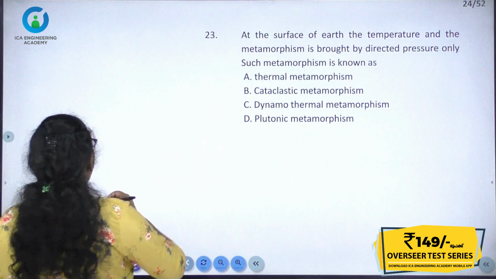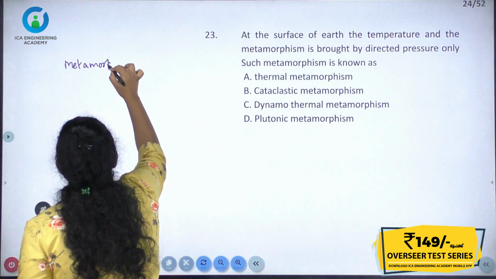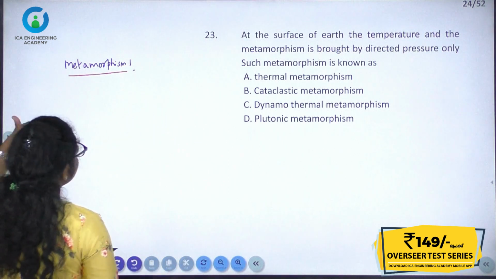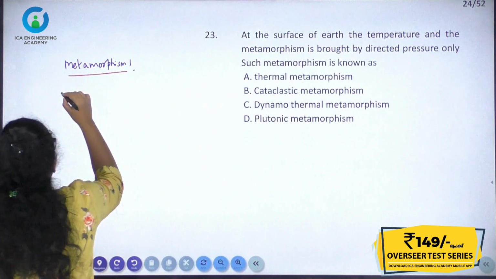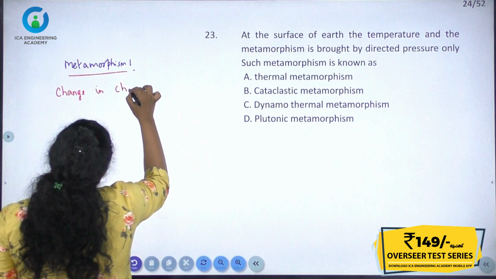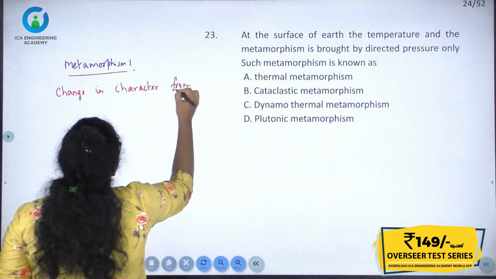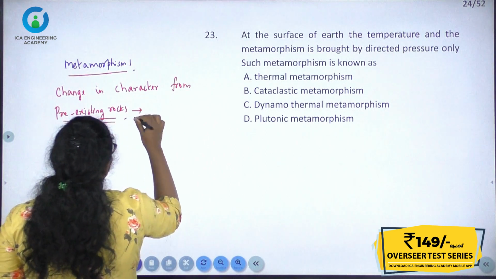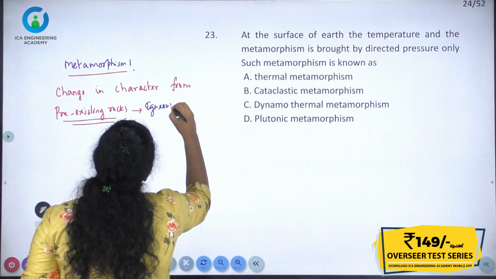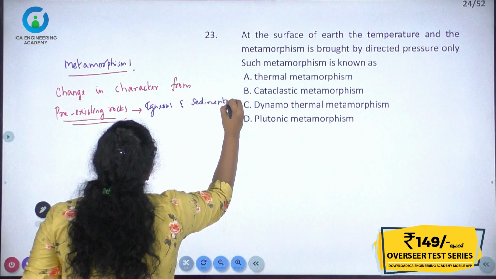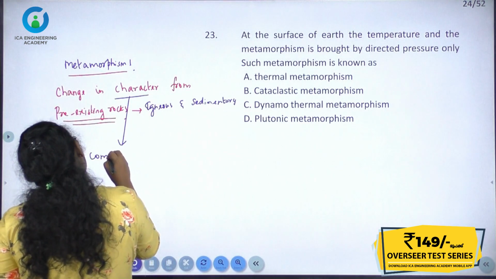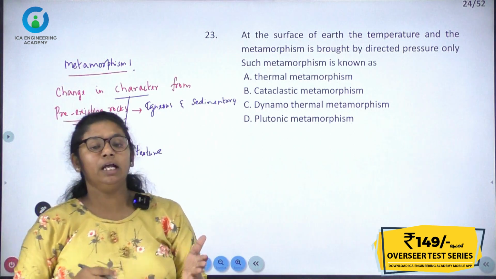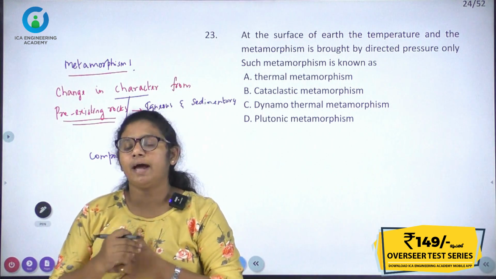At the surface of the earth, the temperature and metamorphism is brought about by directed pressure only. What is meant by metamorphism? There are three types of rock: igneous, sedimentary and metamorphic. The rocks formed by this process are called metamorphic rocks. Metamorphism means a change in the character of pre-existing rocks, which are igneous and sedimentary. The character that changes is composition and texture. That is the conversion of igneous and sedimentary rock into another form, changing the composition and texture. That is called metamorphism.